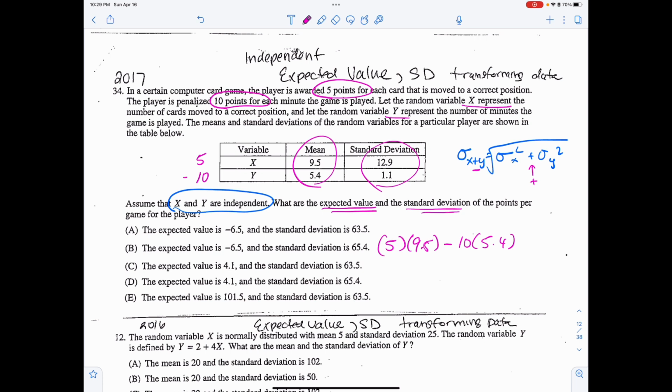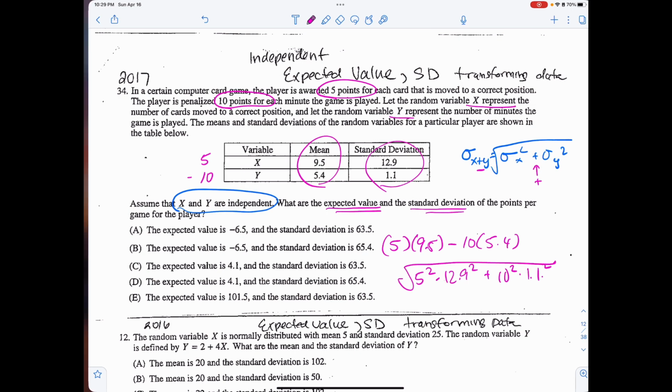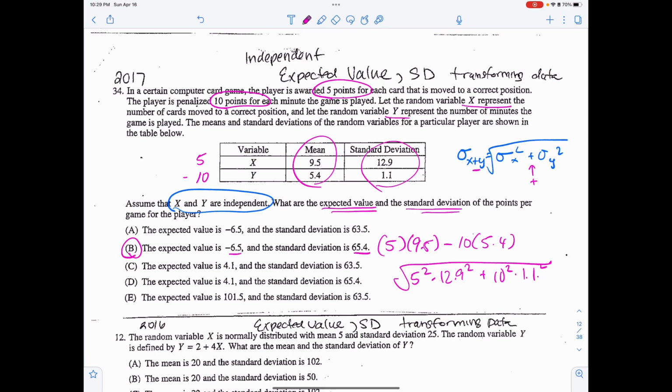And then for the standard deviation, each one I am going to be multiplying by that number. So it's actually going to be 5 squared times 12.9 squared plus 10 squared times 1.1 squared, and the square root of that. And when you do the math, you end up with 65.4 and negative 6.5.